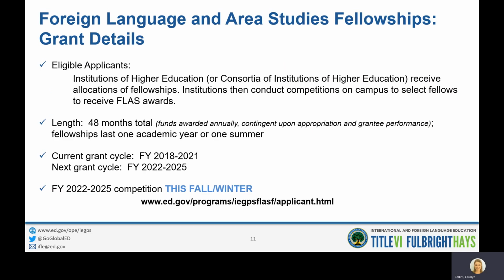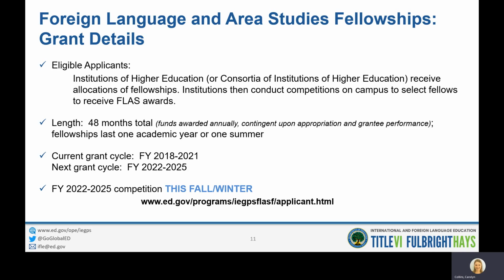Eligible applicants for a FLAS grant. An important understanding for this particular program is that it's the institution that applies to receive an allocation of awards. So individual students do not apply to the IFLE office directly. Rather, it's the institution of higher education or consortium that applies to IFLE to receive an allocation of awards. Institutions then conduct their own competitions on campus to select fellows who will then receive the awards. Then the fellowships themselves are administered directly by the institution rather than being administered by our office at the U.S. Department of Education.